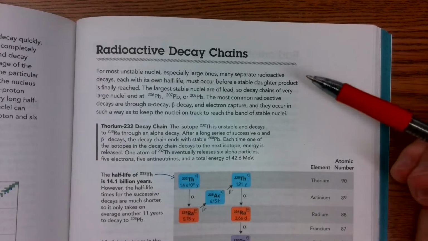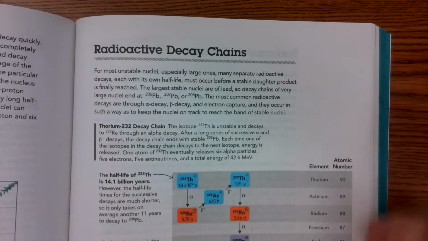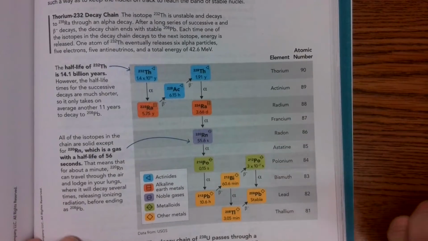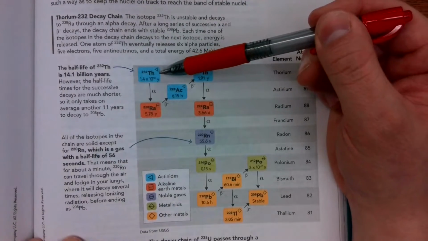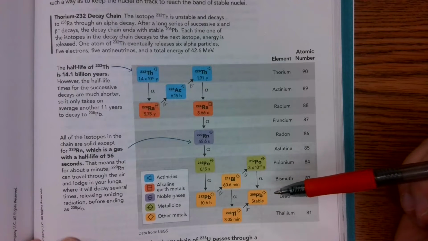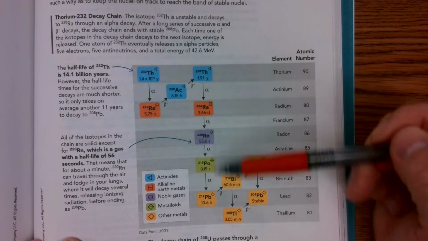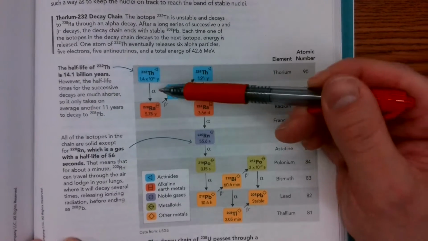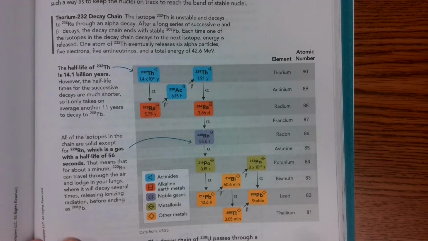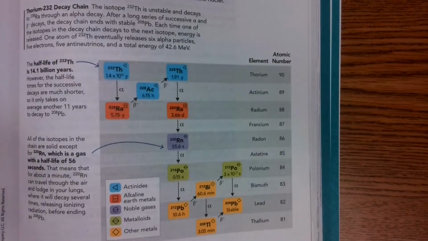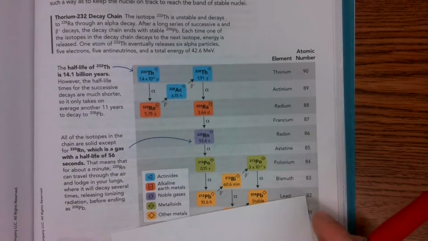Today we're going to be talking about radioactive decay chains. We're going to spend most of our time looking at this chart down below, and we're going to be examining how thorium decays over time into something more stable like lead. This process takes about 11 years, and there's going to be a variety of alpha and beta minus decays. If you remember from our previous videos, I've talked about these radioactive processes.